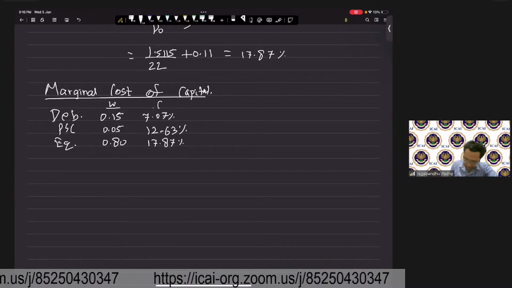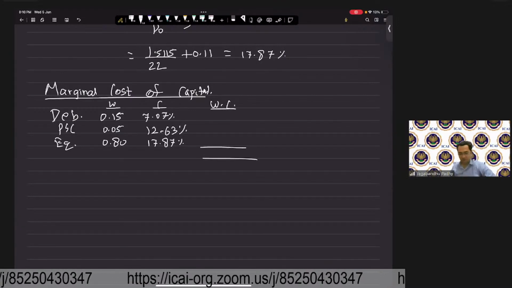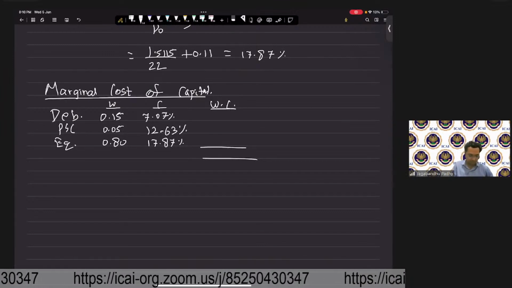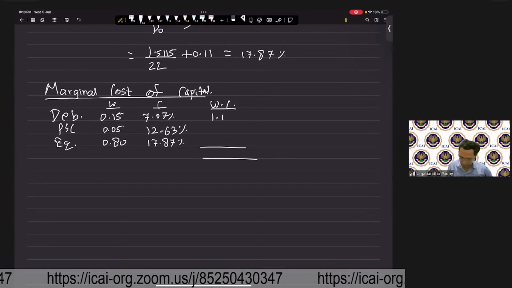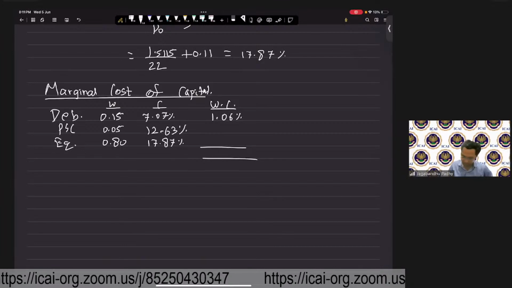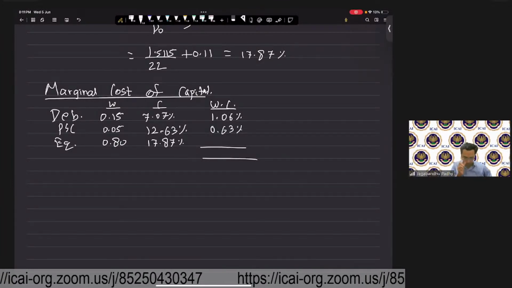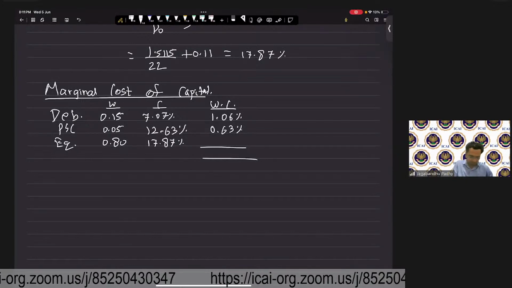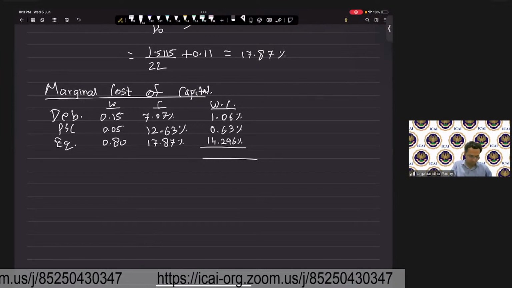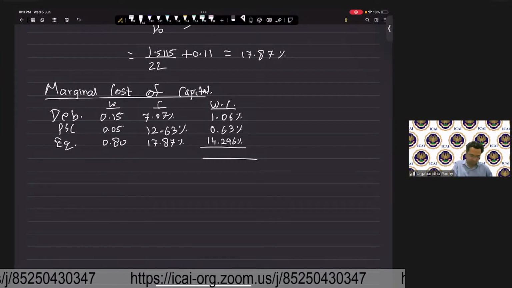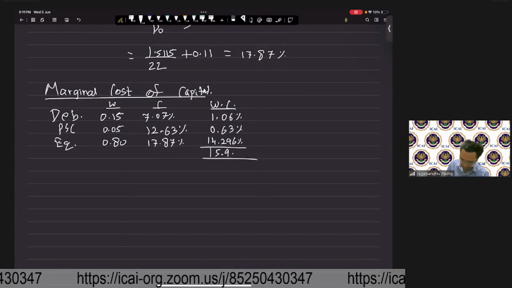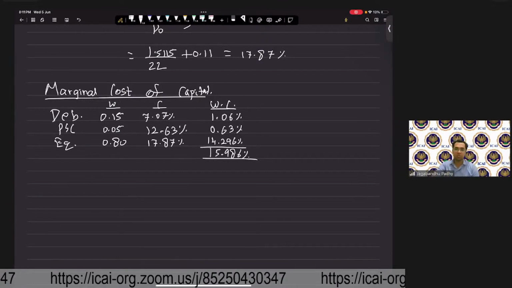So we've got the weightage, we have the costs. We just have to take the weighted average. So 0.15 into 7.07 is 1.06%, 12.63 into 0.05 is 0.63, 17.87 into 0.8 is 14.30. Adding these gives the answer as 15.986. That's the new weighted average cost of capital.